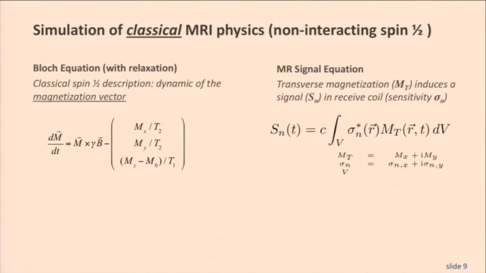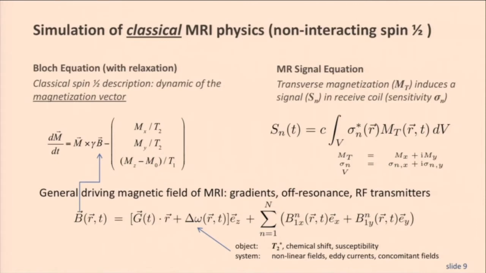We basically have just two simple equations which drive the whole thing. The one is the Bloch equation, which is the physics of the single spin. How does it move in the magnetic field? And the other is the signal equation. How do all these spins add up to form an MR signal?